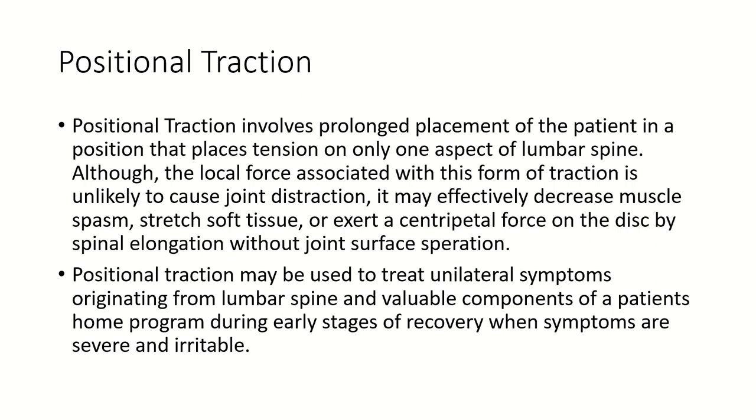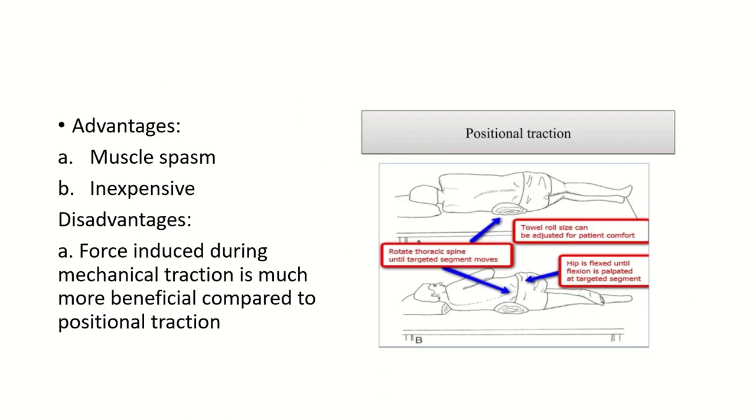All that is happening is that the soft tissues which are tight or under spasm are specifically stretched by positioning a patient. Positional traction may be used to treat unilateral symptoms originating from the lumbar spine, and is a valuable component of a patient's home program during the early stage of recovery when symptoms are severe and irritable. Collectively speaking, positional traction is nothing but a stretch given in a specific position for a prolonged period of time. That can be either sidelying, prone, or supine.